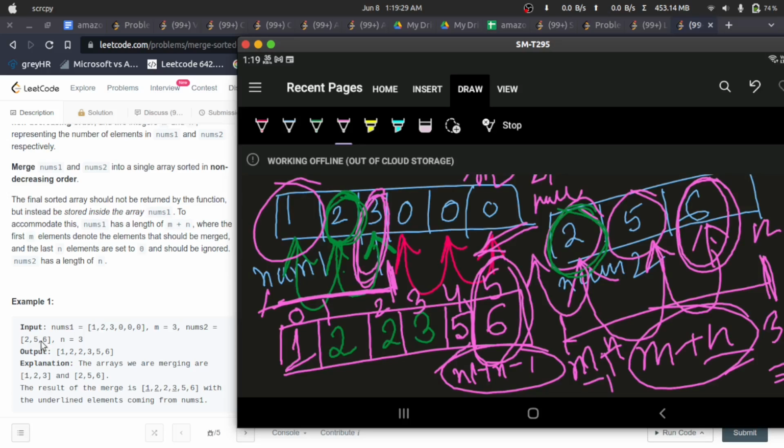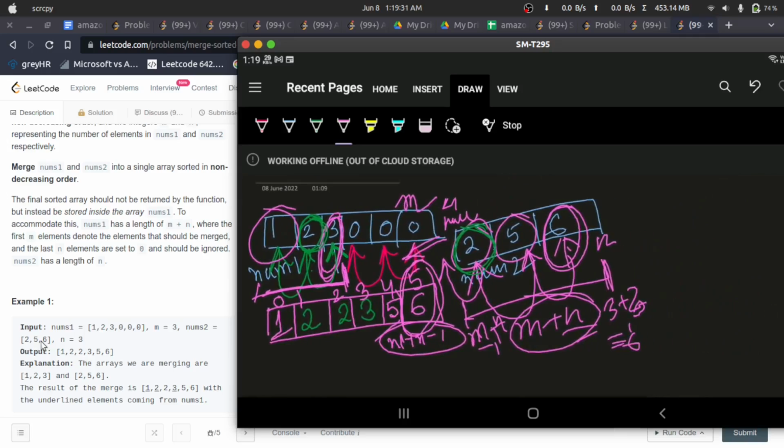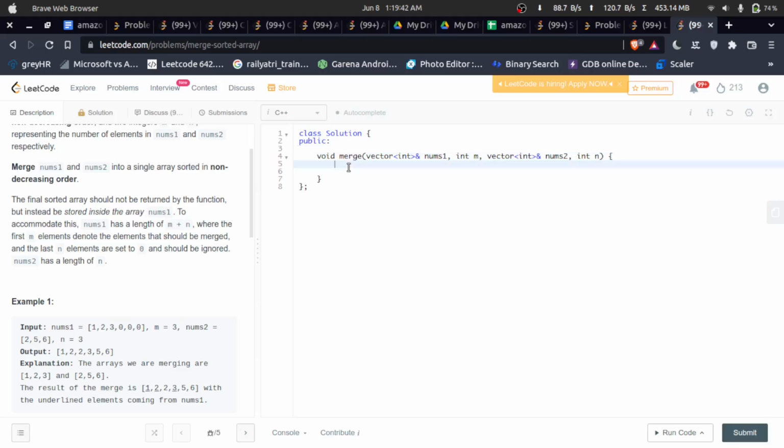So I am trying to solve this problem, and now I am trying to implement it. Let's do that. Integer t equals m plus n minus 1, the last pointer basically in the result vector. Integer i equals m minus 1, integer j equals n minus 1.